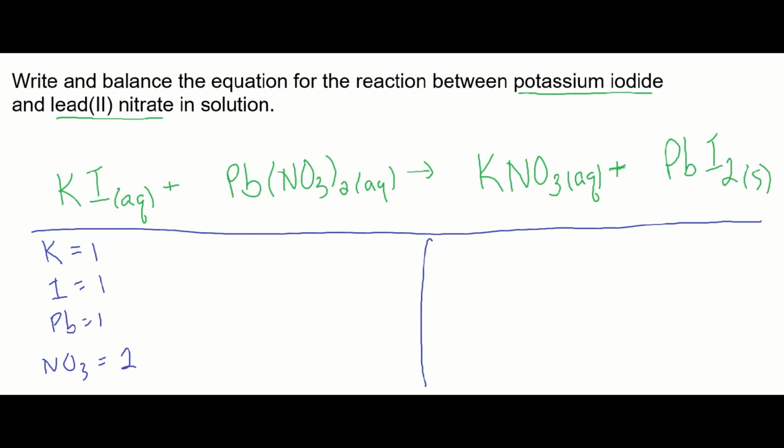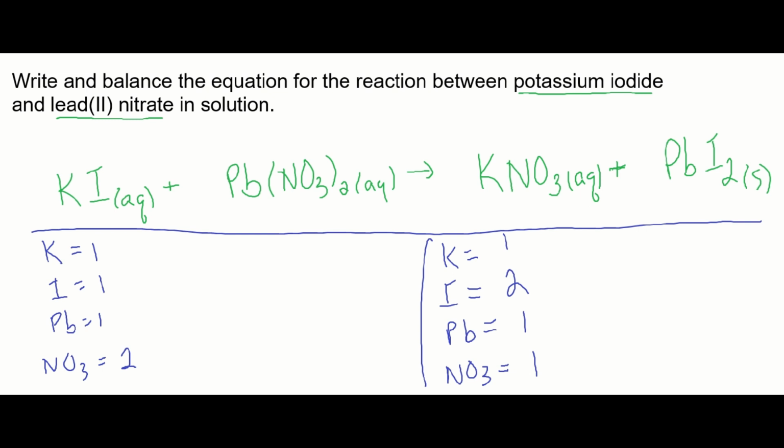If you separate the N and the O, you're going to have a much harder time balancing this type of equation. Now over to the product side, I'm just going to write them in the same order so I can compare them side by side. I've got 1 potassium, 2 iodides, 1 lead, and 1 nitrate.